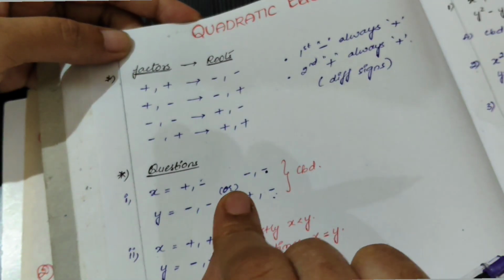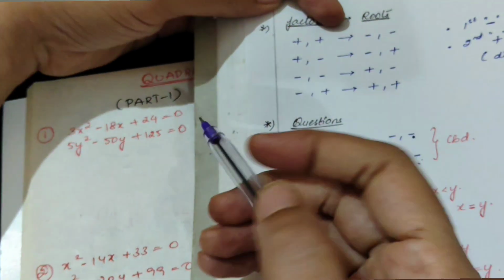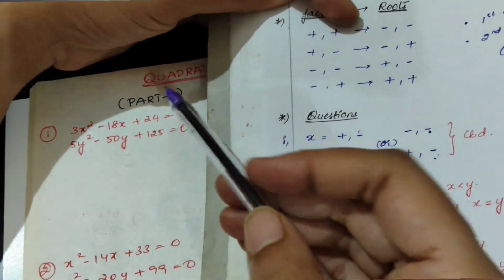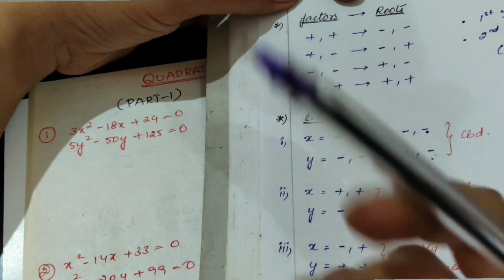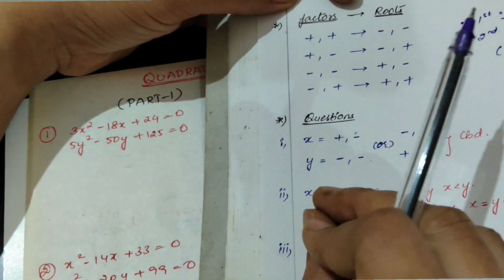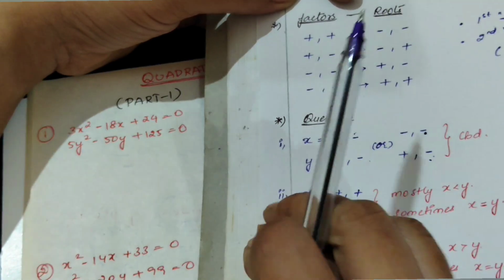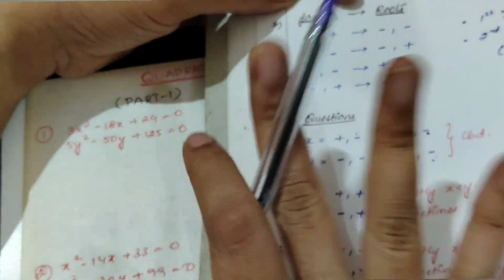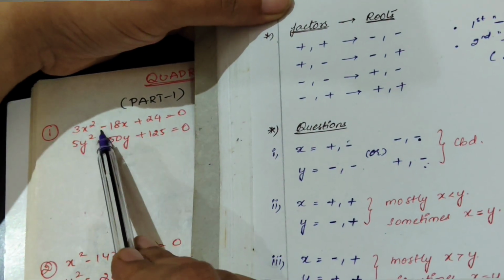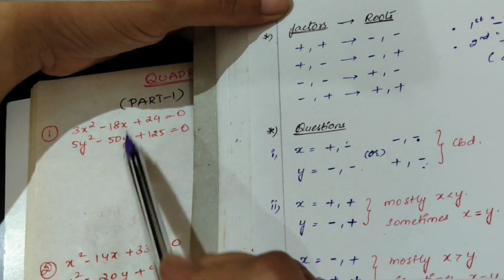Simple only. Especially those who are writing for the first time, if they see these equations, suddenly they will think it is a difficult topic. But quadratic equations, especially at preliminary level, are a very easy and high-scoring topic in less time. So first is factors and roots. These are the factors, whatever the questions they will give.